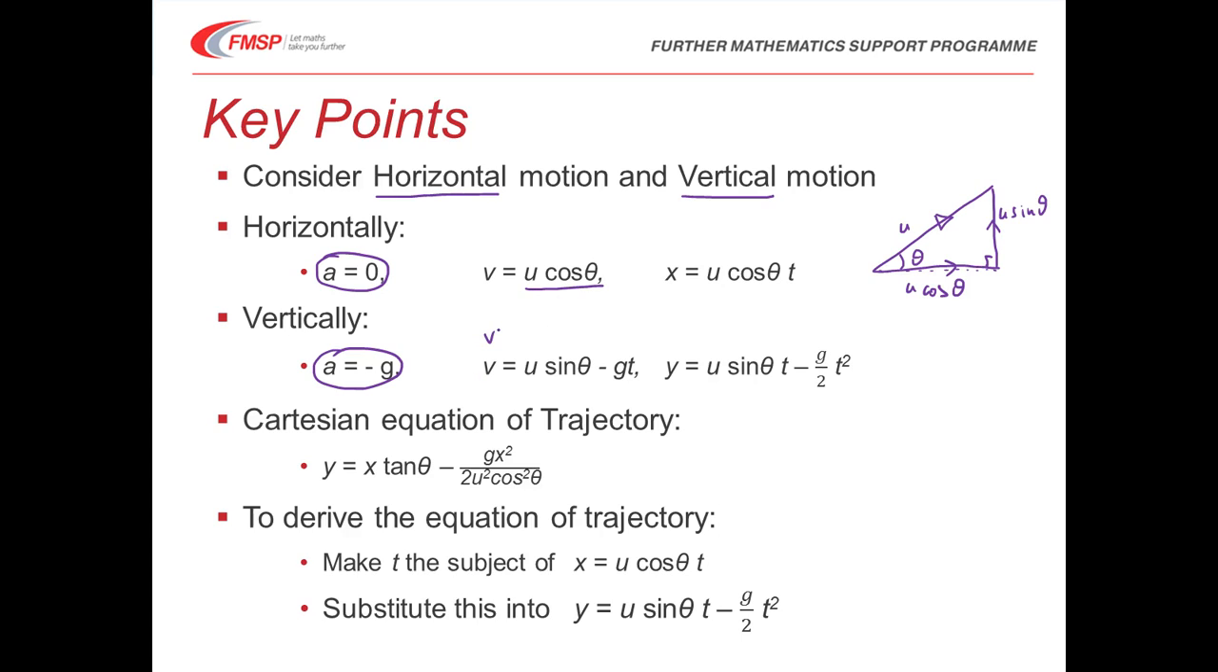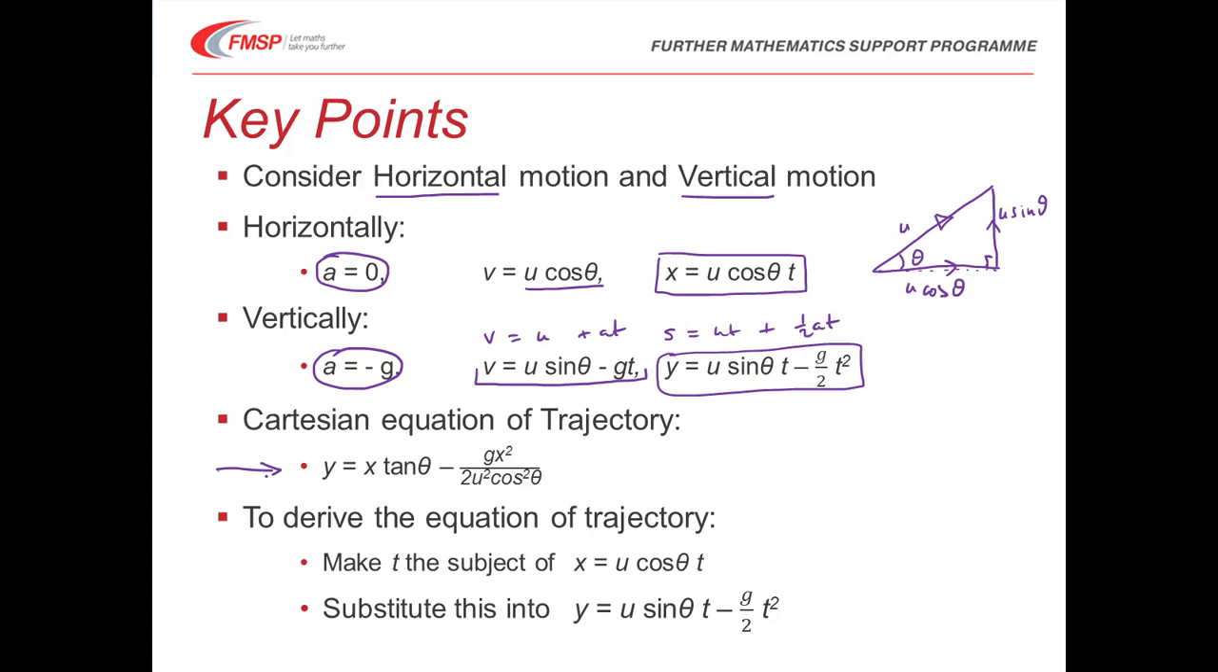Whereas you'd need to use v equals u plus at to find an equivalent expression for the vertical velocity because of the acceleration of minus g. And again, there's a nice simple expression for the horizontal displacement. It's simply distance equals speed times time because there's no acceleration. But you'd have to use s equals ut plus a half at squared to derive a similar expression for the vertical displacement.